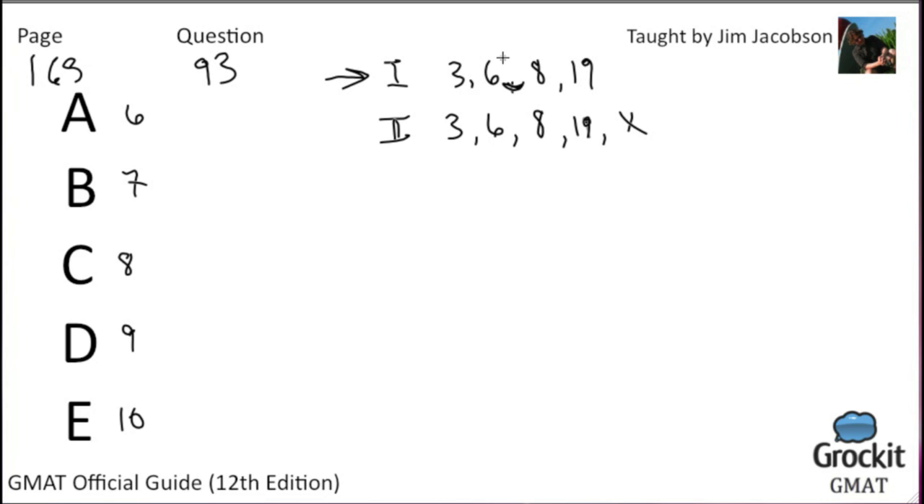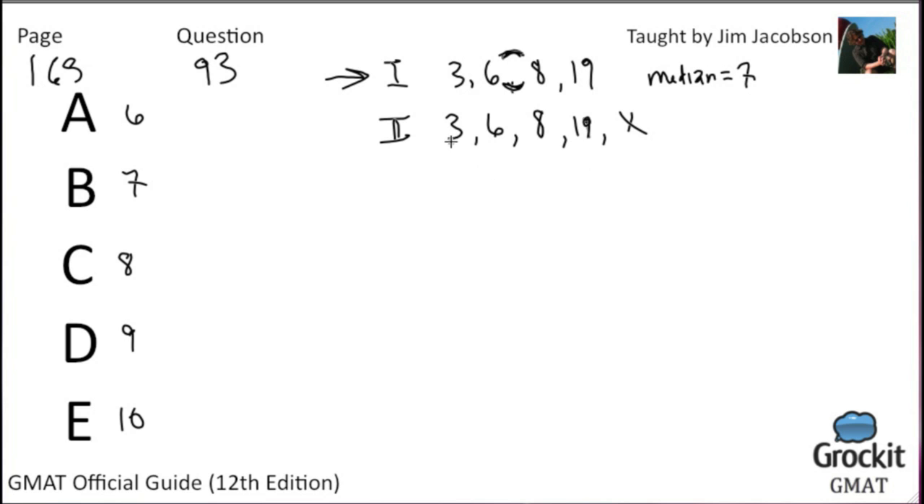In this case, the average of 6 and 8. They made it a little bit easier for us. You don't actually have to use the average formula because there's only one number between 6 and 8, and that's 7. So the median of set 1 equals 7. And so the median of set 2 also has to equal 7.